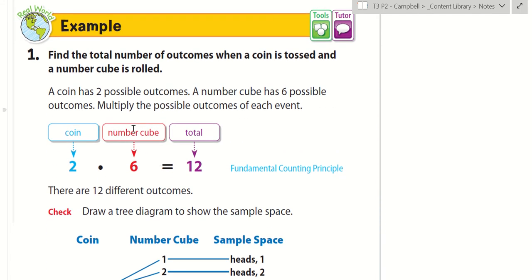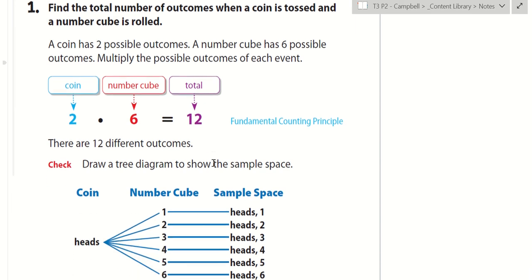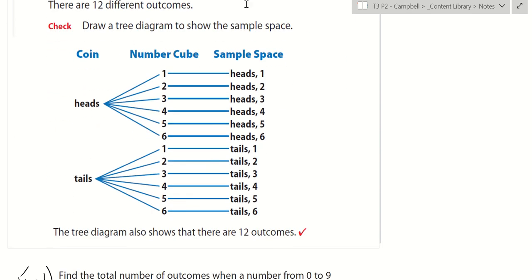For example, if we rolled a number cube that had 6 faces, 1, 2, 3, 4, 5, and 6, and then flipped a coin which has 2 outcomes, heads and tails, we would have a total of 12 possible outcomes because 6 times 2 is equal to 12. That is shown in this diagram with heads and tails and the 6 options for each, giving us 12 total outcomes.